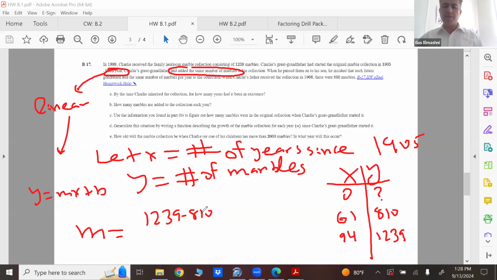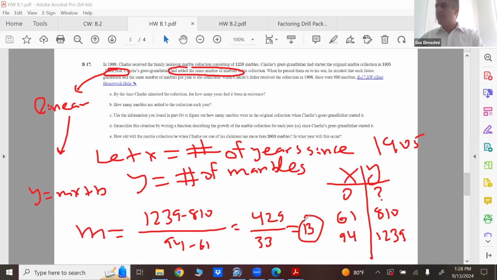1239 minus 810 over 94 minus 61. Does that make sense? I think that's 429 over 33, which I think is 13 because I just did that in the last class. So I think it's 13. That looks like a B. Let me fix that. 1, 3. Okay, we're good with that? 13? Yeah. All right, great.